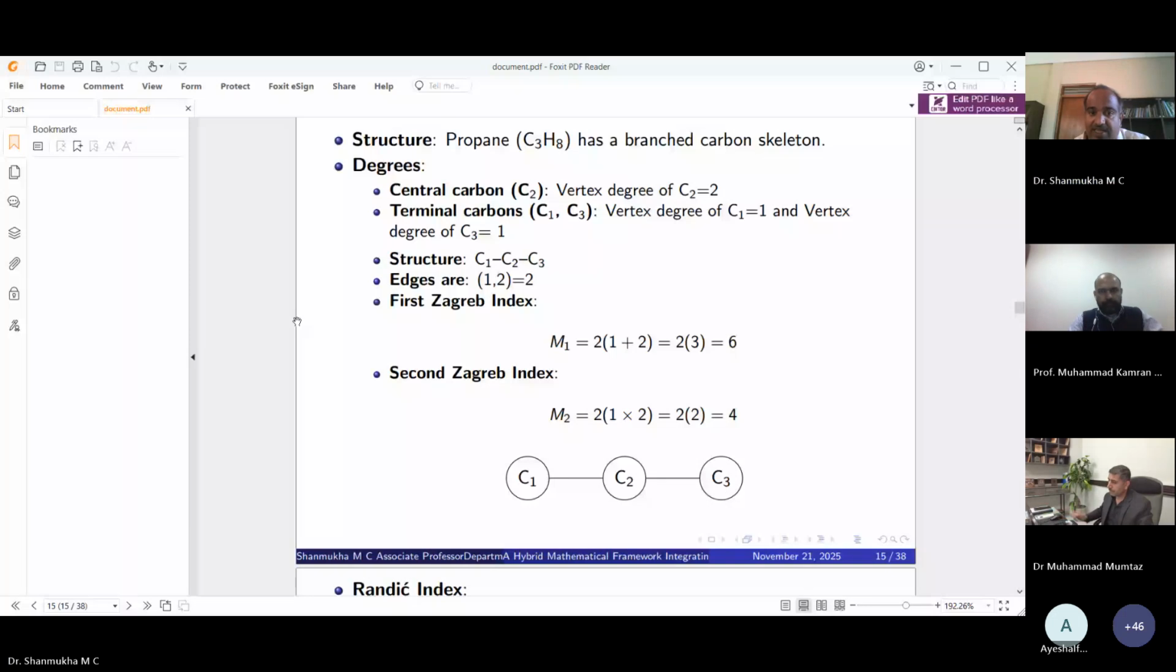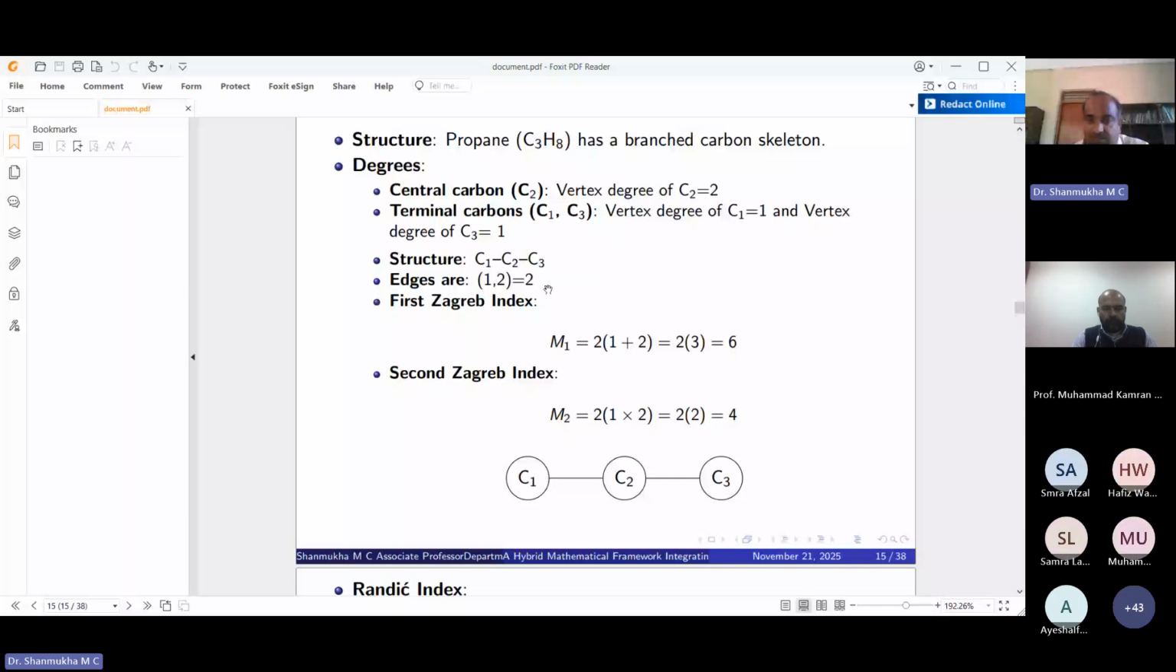So now the edge partition of hydrogen-suppressed propane. Here we have edges of type (1, 2), and the number of such edges is equal to 2. Then by the definition of the first Zagreb index, M1 is equal to the sum over edges of degree of U plus degree of V. Here degree of U is equal to 1 and degree of V is equal to 2. Then we have 2 times 3, which is equal to 6. So M1 of graph G is equal to 6.